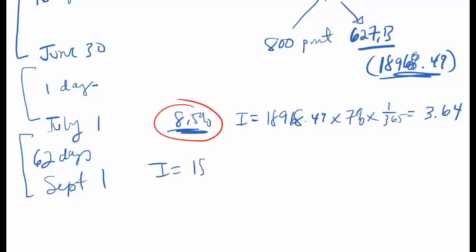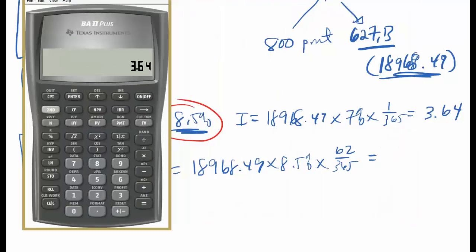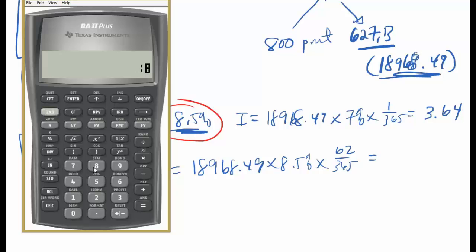So I equals 18,968.49. All right, times 8.5% for 62 days out of 365. So let's do that. 18,968.49 times 8.5% times 62 divided by 365. And that's $273.87. I'll put it in number 8 because I will need that later.